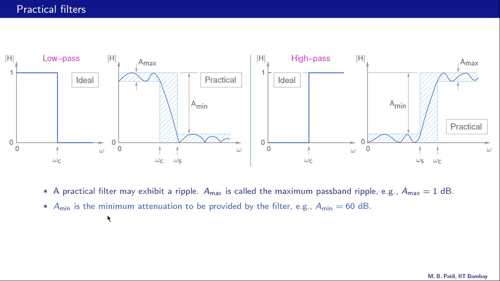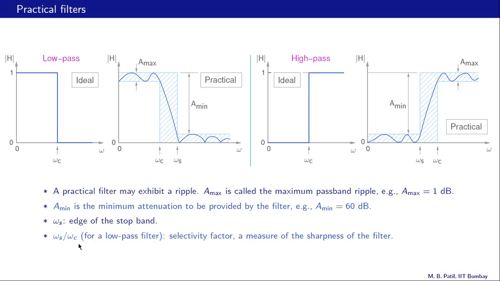A min is the minimum attenuation to be provided by the filter, this quantity here, and ideally of course we would like that to be infinity. In practice we might get something like 60 dB. That depends of course on the order of the filter. Omega s is called the edge of the stop band, this one here and this one here.